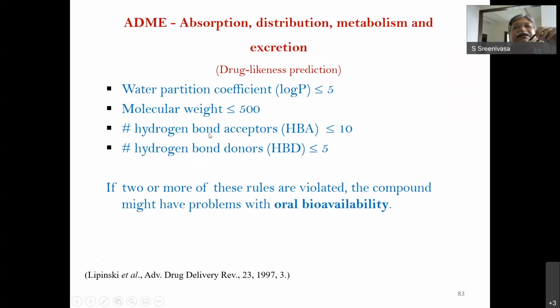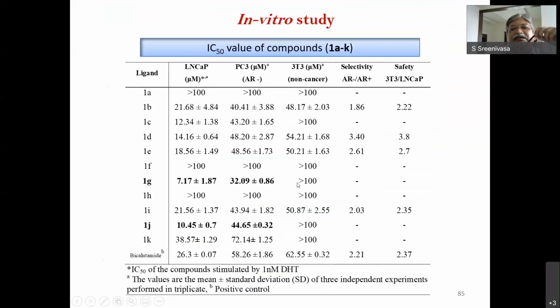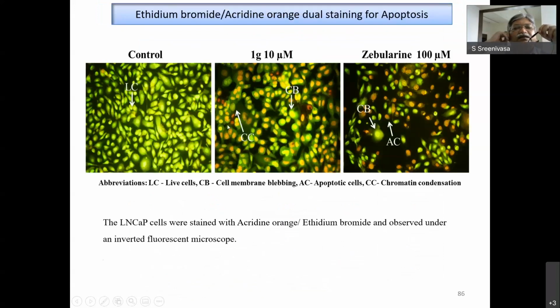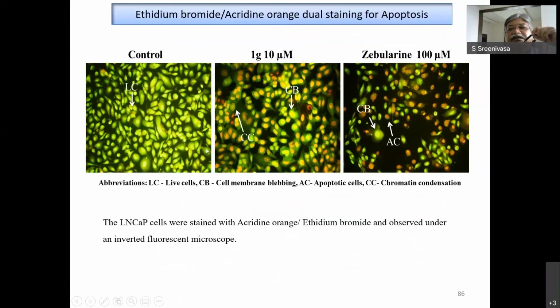These are the ADME absorption values that should be there. This is a toxicity test they have done. The toxicity test has given very good results. And afterwards, they synthesized those molecules, A to N: A, B, C, D, F, G, H, I, J, K, L, M, N. Or they can synthesize only the molecule 1G, which has good anti-cancer property.